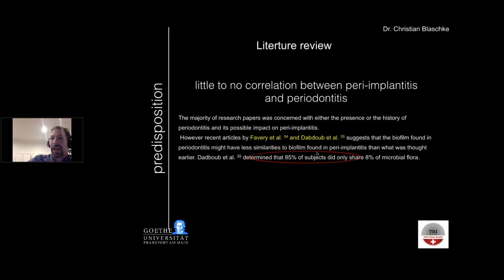Here we go. We looked a bit further into why that was, and Faveri and Derks found two publications where they looked into the biofilm of peri-implantitis, and at the end of the day, they found that peri-implantitis, despite looking like periodontitis, is not the same biofilm. So we have a totally different disease here. Peri-implantitis is not periodontitis. There's no correlation, or a very, very weak correlation. Both are inflammatory, that's about it.